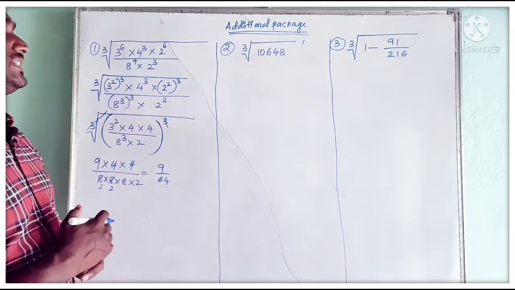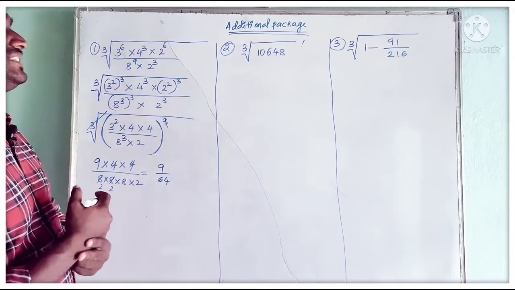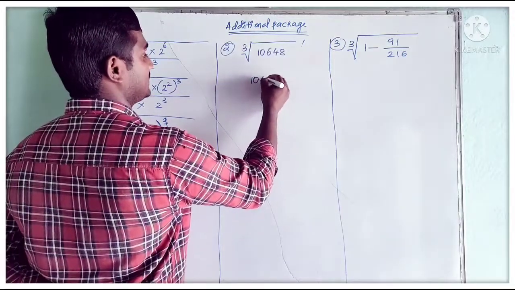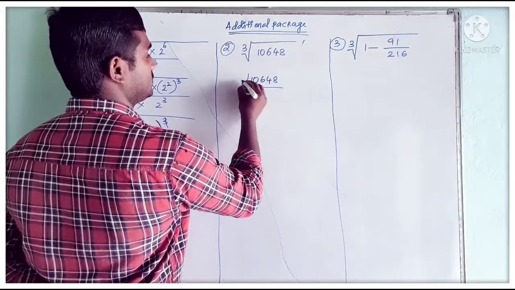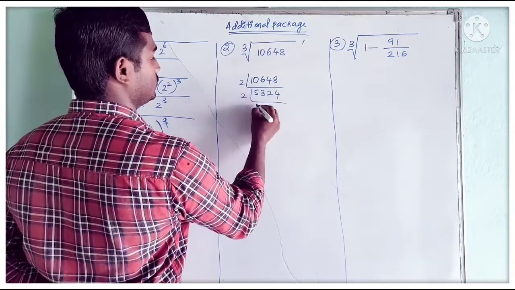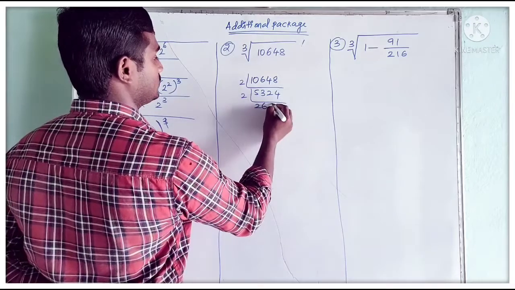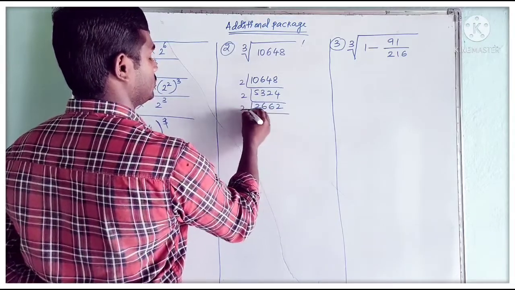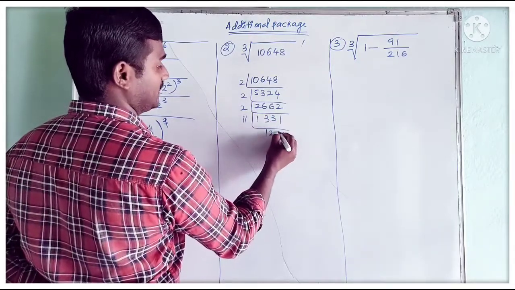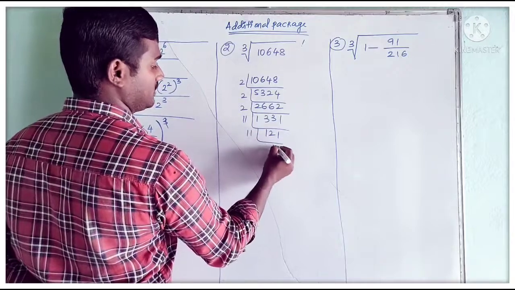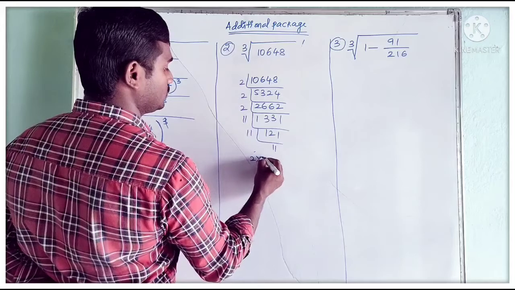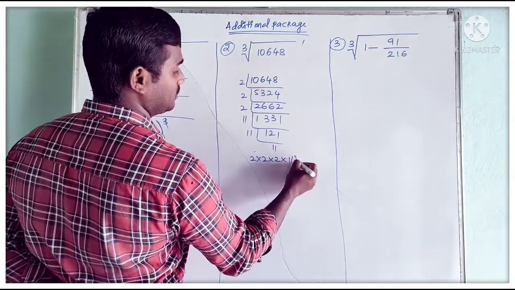Okay, next question, second question. Cube root of 10,648. Do the prime factorization for this. So 10,648: we can write 2 fives are 10, 2 threes are 6, 2 twos are 4, 2 fours are 8. Next, 2 twos are 4, 2 sixes are 12, 2 sixes are 12, 2 twos are 4. Next, 2 ones are 2, 2 threes are 6, 2 threes are 6, 2 ones are 2. Next, 11 ones are 11, 11 elevens are 121. So 11 into 11. So we can write this as 2 into 2 into 2 and 11 into 11 into 11.